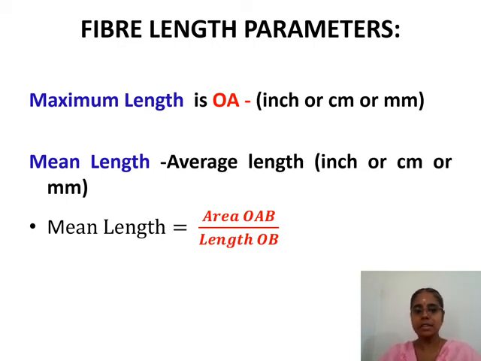Next, the mean length. We had an understanding of mean length in the earlier slides. To find mean length in this sorter diagram, you have to find the area of OAB divided by the length OB. The area of OAB can be found by adding the squares under the curve, as we will use an inch graph sheet or a centimeter graph sheet. With an inch graph sheet, it is easier to find the area under the curve, area of OAB divided by length OB.